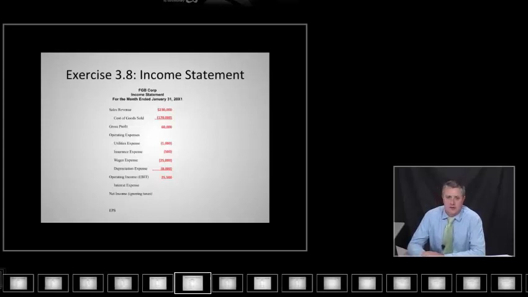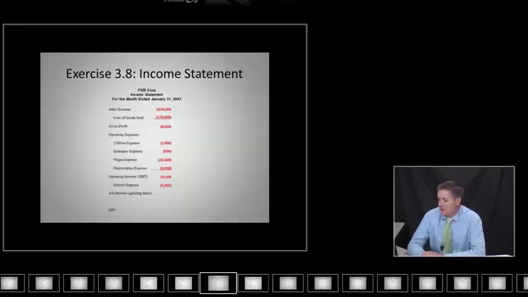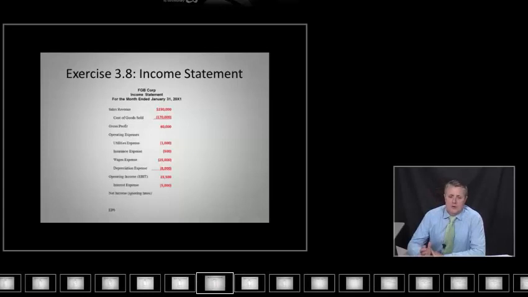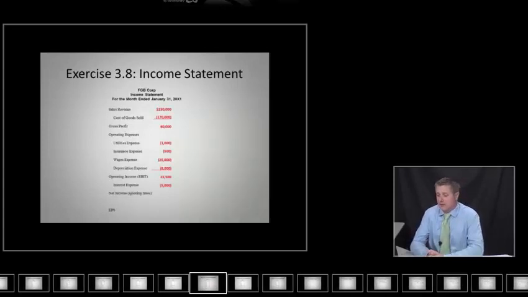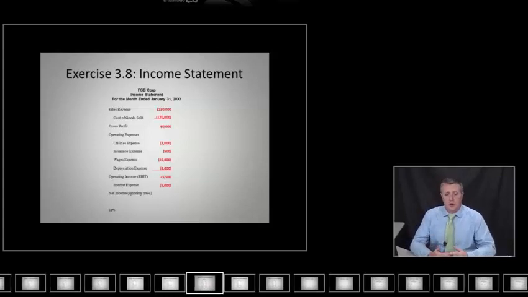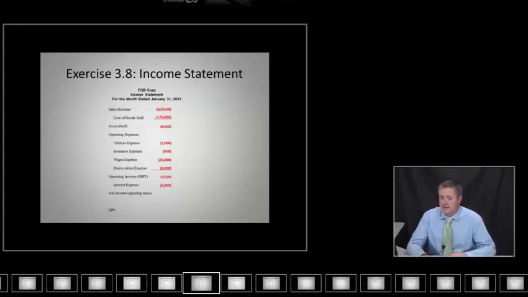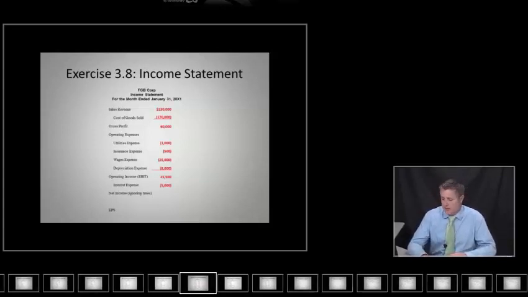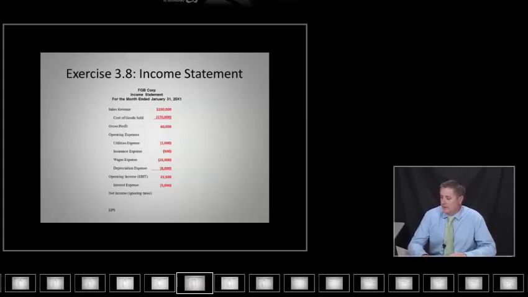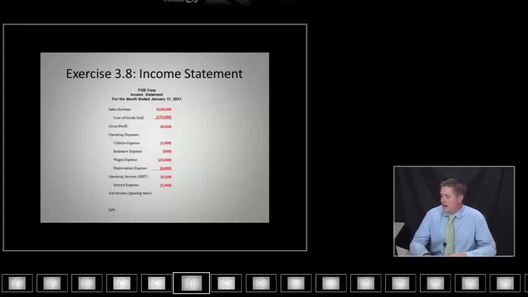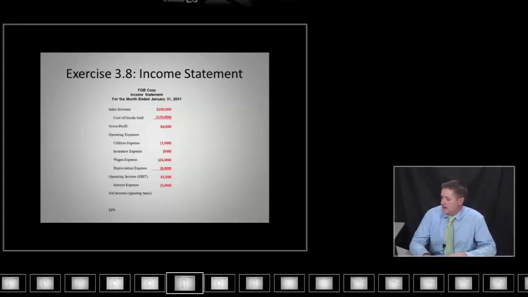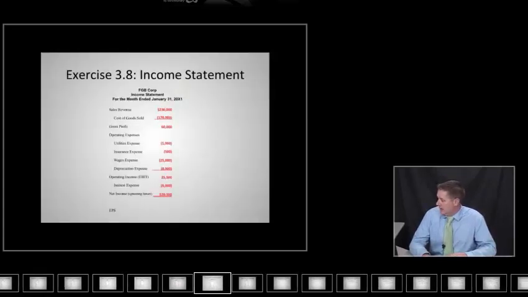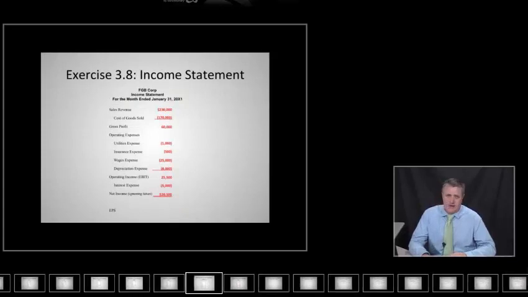Then we would deduct our interest expense. So our interest expense was $5,000. There was nothing mentioned in the exercise about income taxes or any type of taxes, but in the real world we would probably need to deduct taxes after we deduct interest expense. But since we don't have any of those here, our net income, ignoring taxes, so operating income minus interest expense, gives us net income of $20,500.